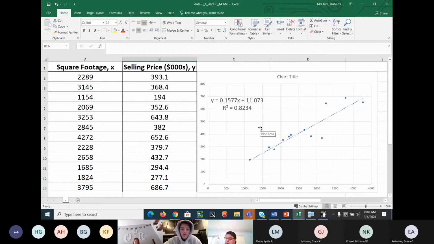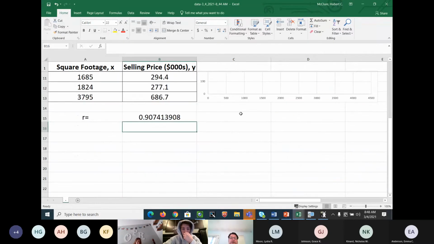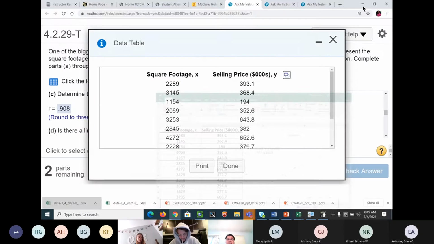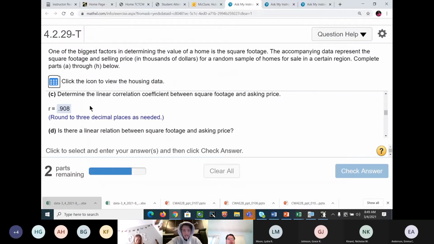Yeah, so those are the numbers I've got too. Y is equal to 0.1577x plus 11.073, and our R is equal to 0.9074. Okay, does your calculator say the same thing? Yes, sir. Mr. Poor, does your calculator say the same thing? Yes, sir. Okay. I'm just getting confirmation because I want to see if there's a problem on this. Okay, determine the linear.